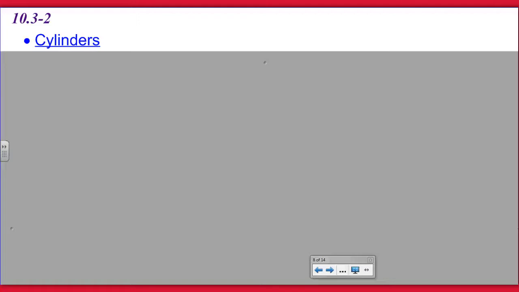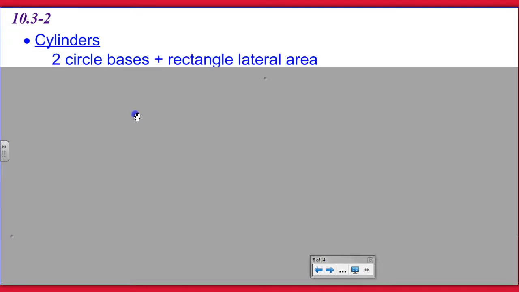Okay, 7th grade, today we're working on the surface area of cylinders. And we were working on prisms yesterday. And what do prisms and cylinders have in common? Think about it, a cylinder and a prism, they both have two bases, right?